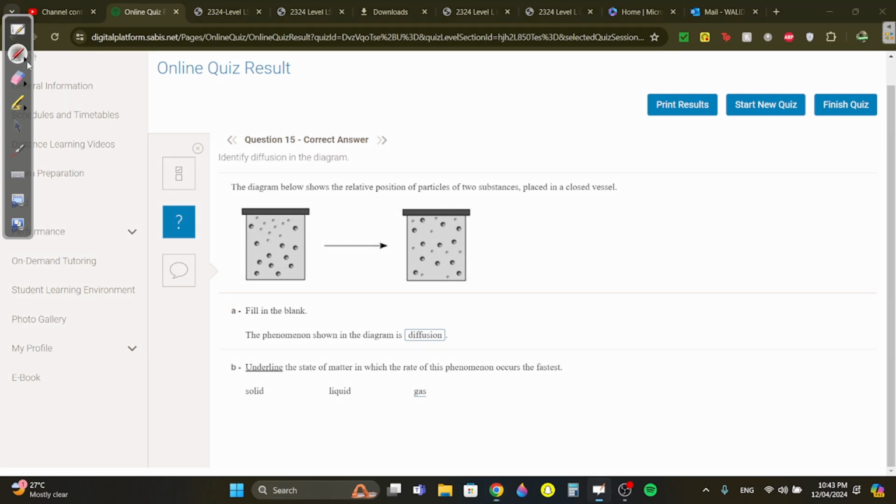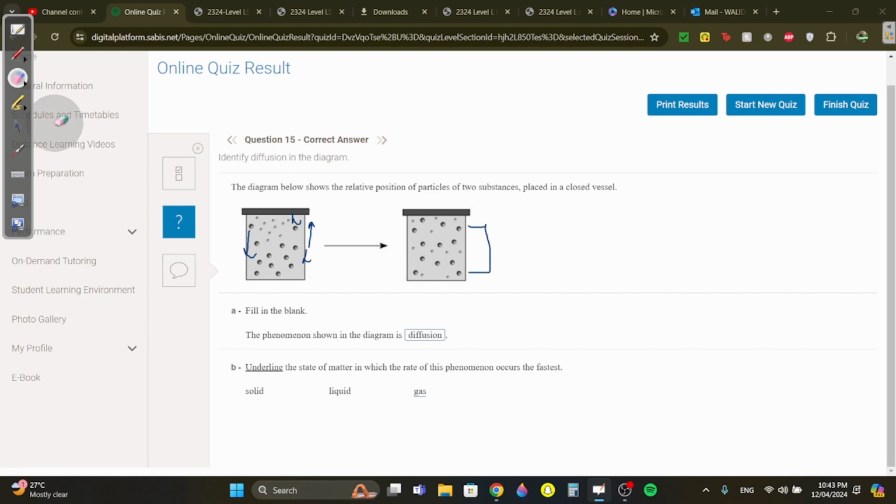Question 15. What is this phenomenon? Diffusion. I think everybody knows this. You have molecules like this. Here's a high concentration, here's also high concentration. Obviously it's going to go from high concentration to low concentration, and it's going to be evenly mixed out.